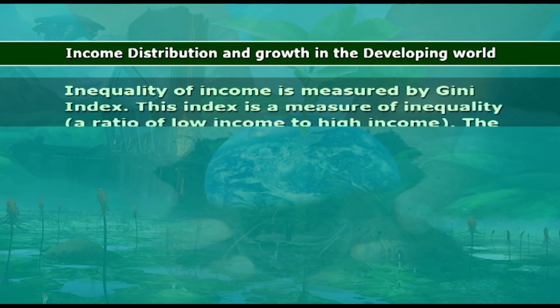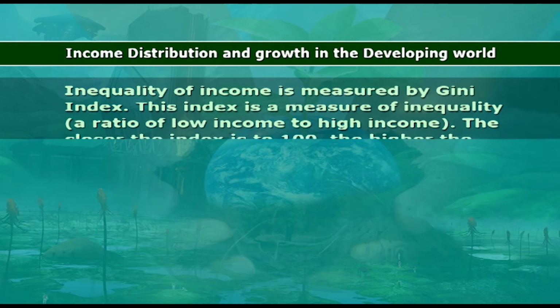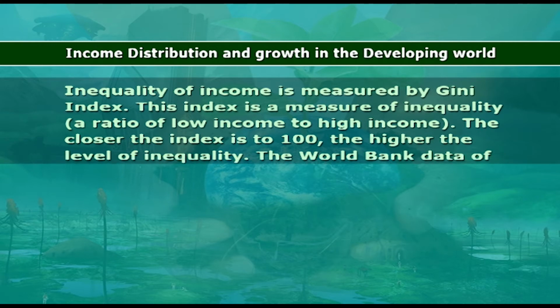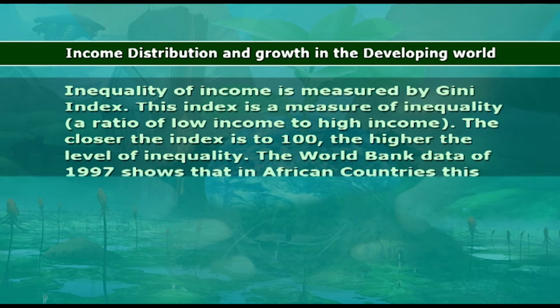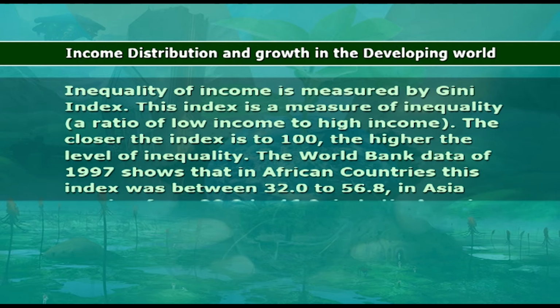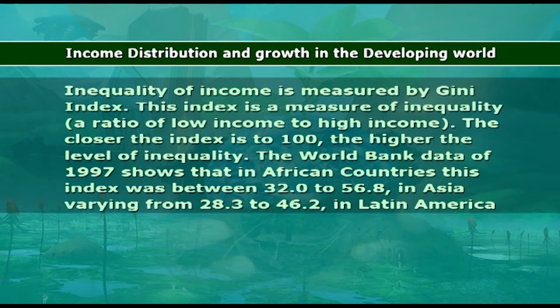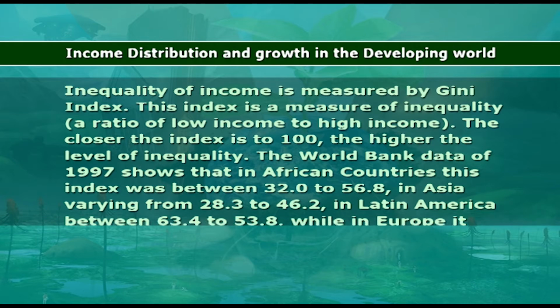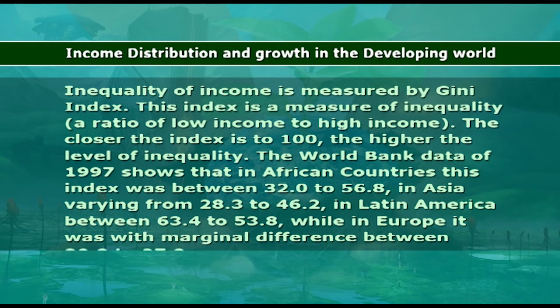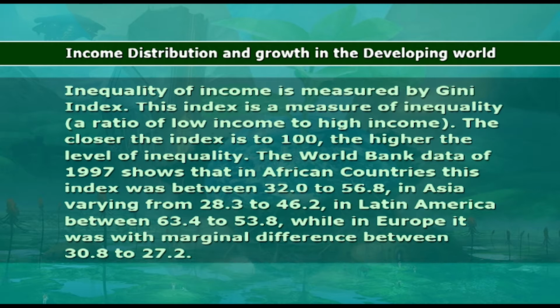Inequality of income is measured by the Gini index. This index is a measure of inequality. It is a ratio of low income to high income. The closer the index is to 100, the higher the level of inequality. The World Bank data of 1997 shows that in African countries, this index was between 32.0 to 56.8. In Asia, varying from 28.3 to 46.2. In Latin America, between 63.4 to 53.8, while in Europe, it was with marginal difference between 30.8 to 27.2. These are survey data for different years of the 90s.